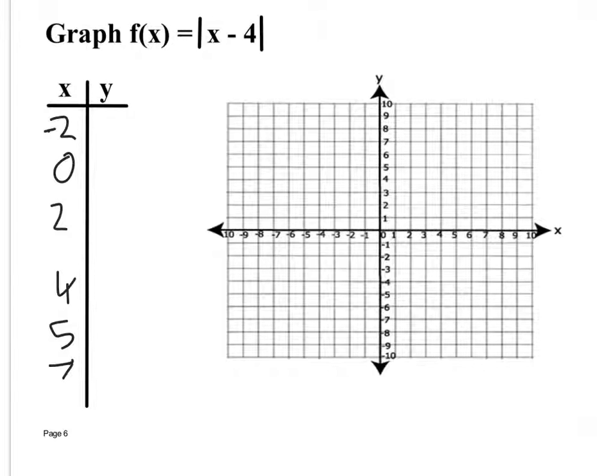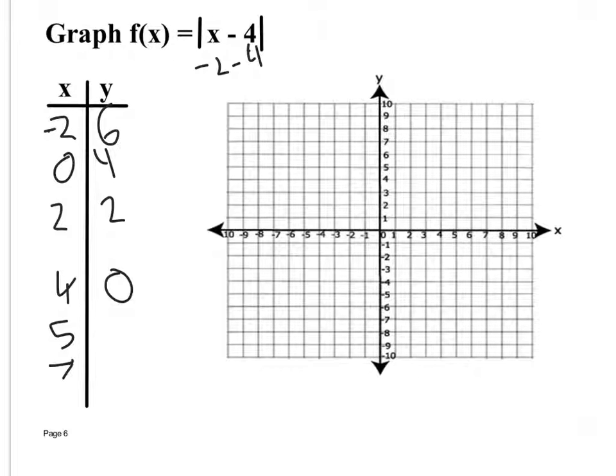Okay, so negative 2. What's negative 2 minus 4? Negative 6. Good, thank you, class. What's the absolute value of negative 6? 6. What's 0 minus 4? Negative 4. What's the absolute value of negative 4? 4. 2 minus 4 will be what? Negative 2. What's the absolute value of negative 2? 2. Yeah, there's a trend here going on. What is 4 minus 4? 0. What's the absolute value of 0? 0.